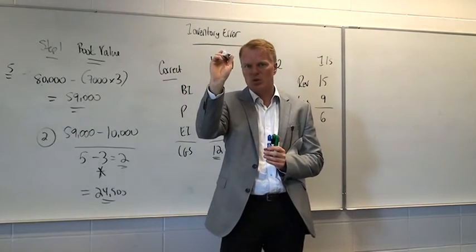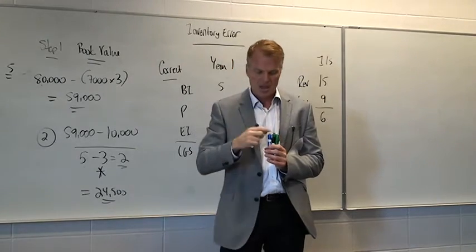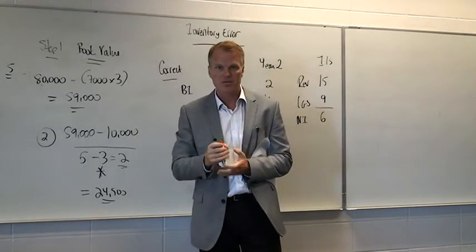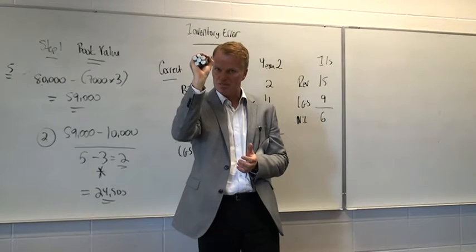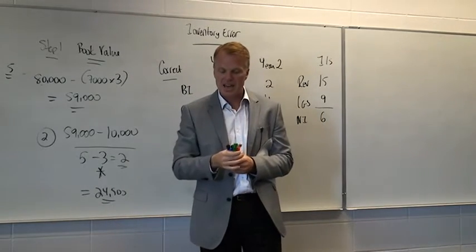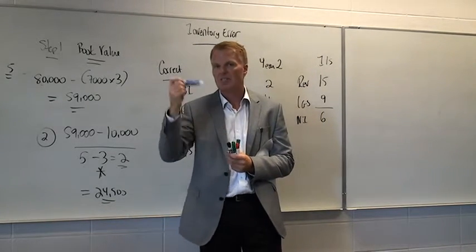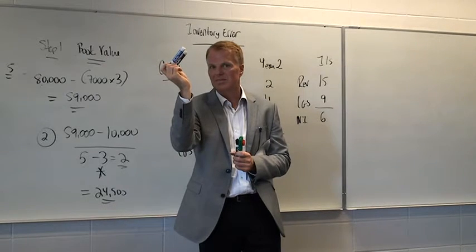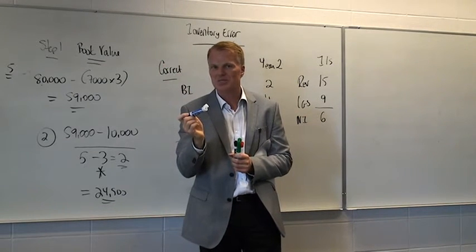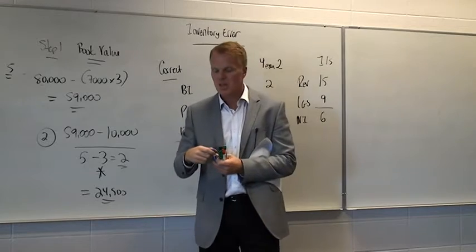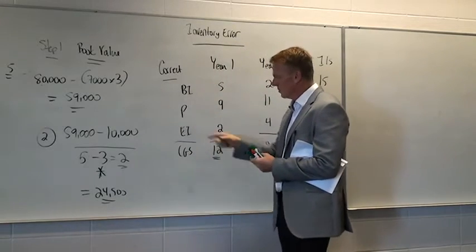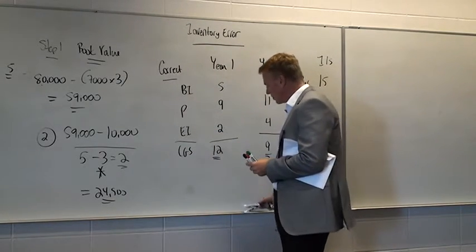My beginning inventory is 1 marker. Now I just purchased 5 more, so now I have 6. At the end of the year, I've got 2 left over. So what's my cost of goods sold? 4. So that's what we're going to do here in our very simple schedule.